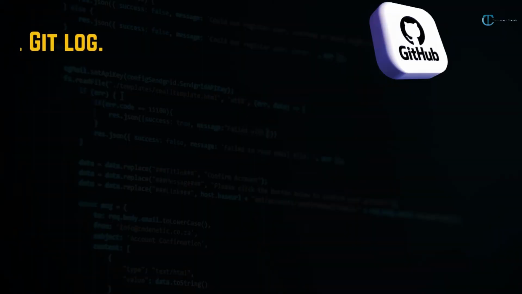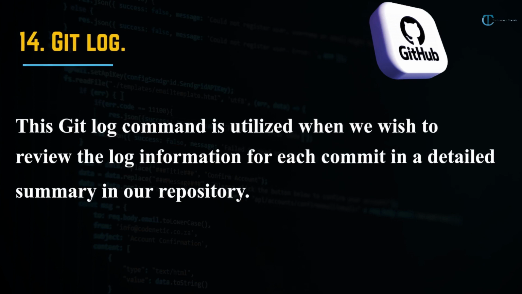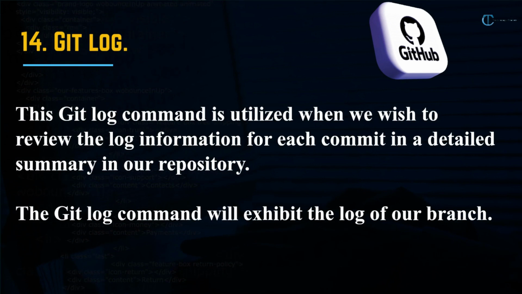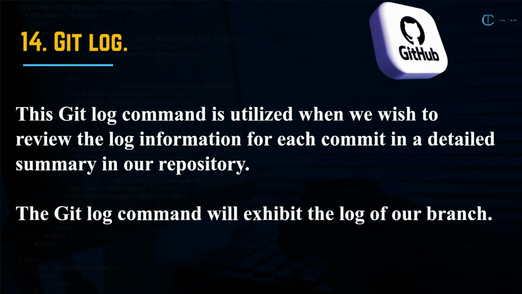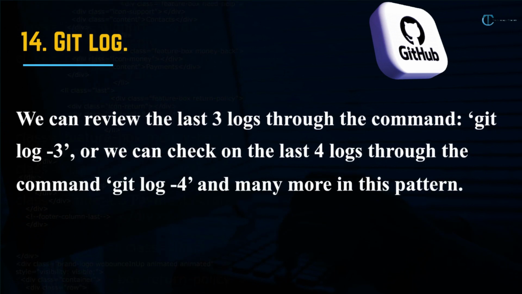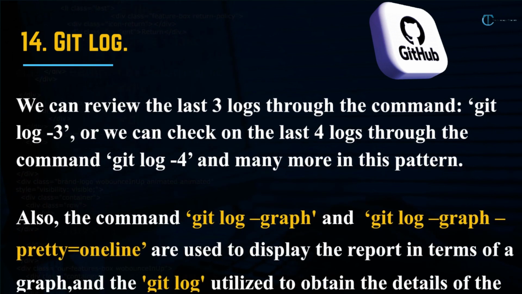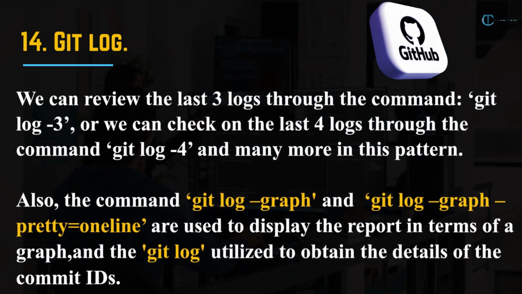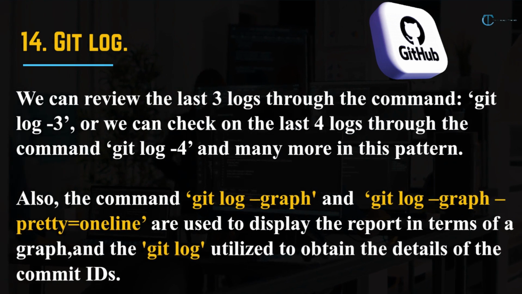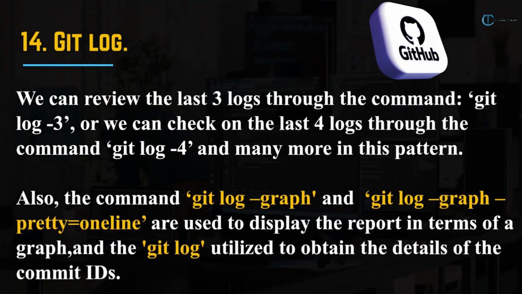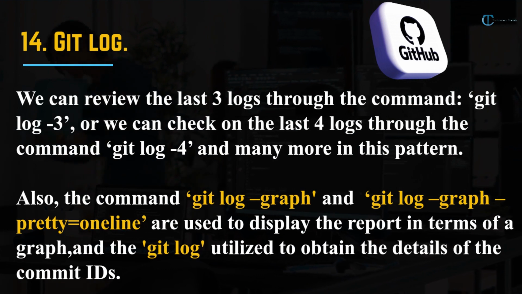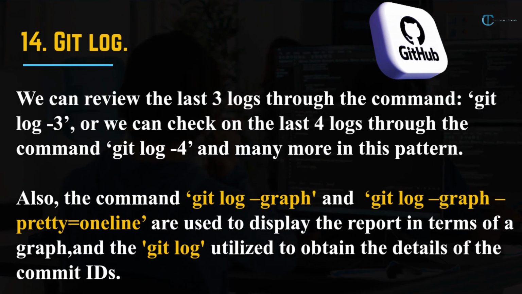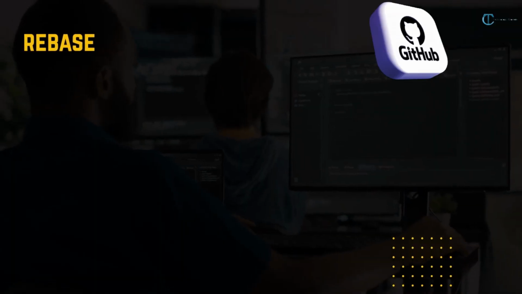14. Git log. This git log command is utilized when we wish to review the log information for each commit in a detailed summary in our repository. The git log command will exhibit the log of our branch. We can review the last 3 logs through the command git log -3, or we can check the last 4 logs through the command git log -4, and many more in this pattern. Also, the commands git log --graph and git log --graph --pretty=oneline are used to display the report in terms of a graph, and git log is utilized to obtain the details of the commit IDs.